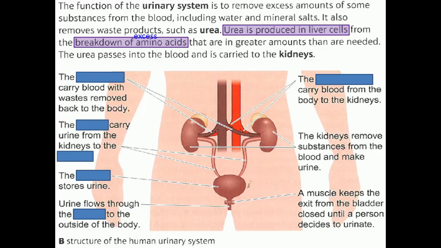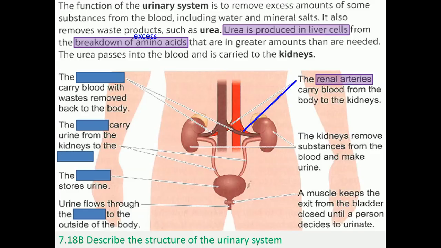So first we've got blood that enters the kidney, and when it enters the kidney, it enters through the renal arteries. And using the spec, you've got to be able to describe the structure of the urinary system. So the first structure is the renal arteries, which carry blood to the kidneys. The kidney then removes substances from the blood to make the urine, so it removes the waste product. And then the urine is stored in the bladder.